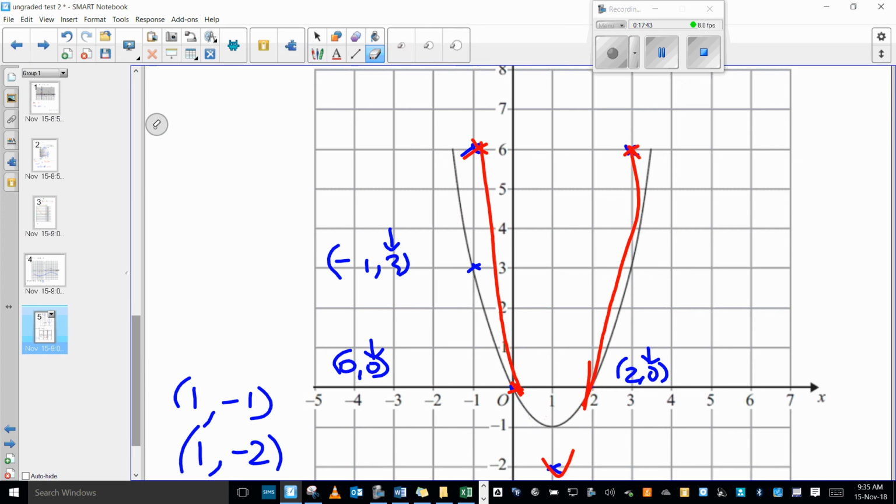Okay, so the y value has been multiplied by 2. That's what stretched it upward as it did. Okay?